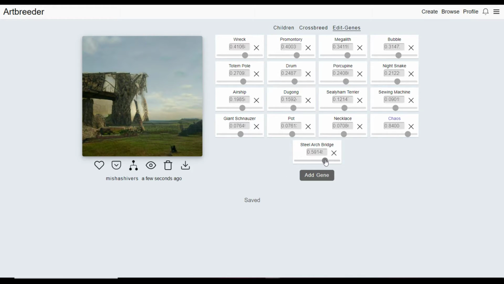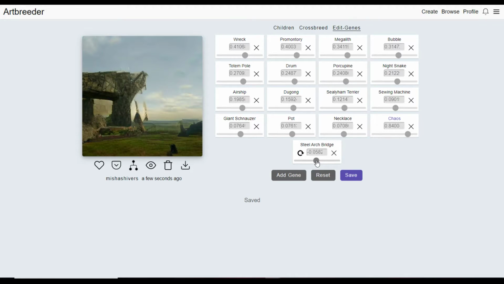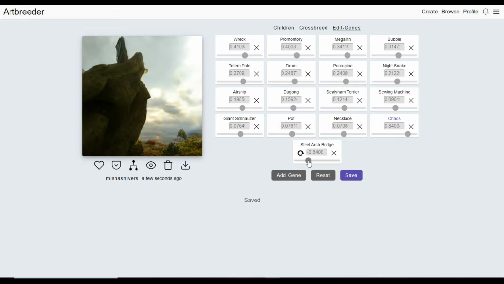And if I increase that value, what happens? Oh, the whole, see, now the whole structure here has become latticed, like a bridge might be. But if we remove bridge, we start getting what look like more natural formations. That's pretty interesting.